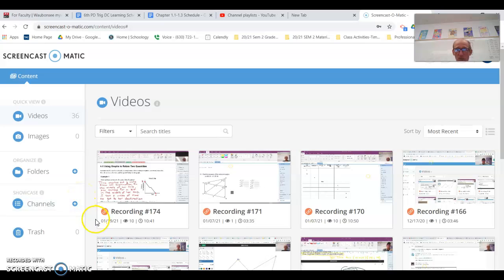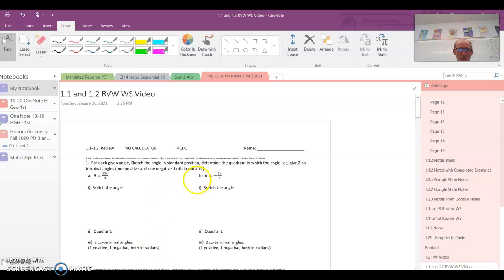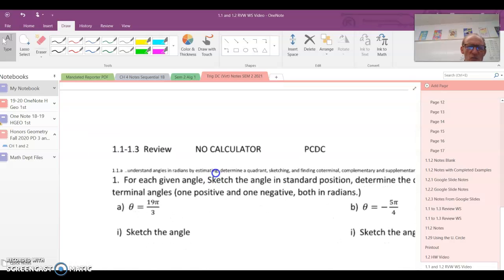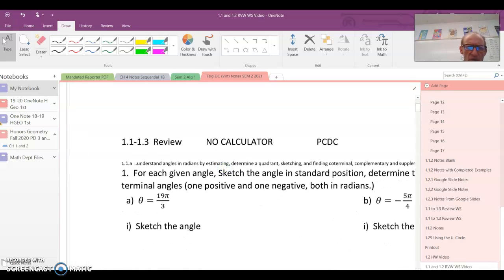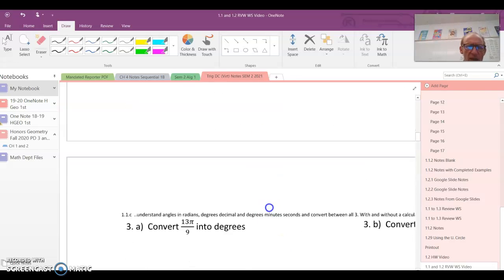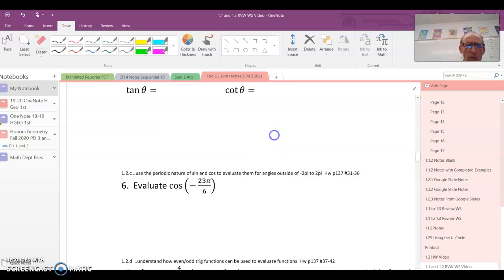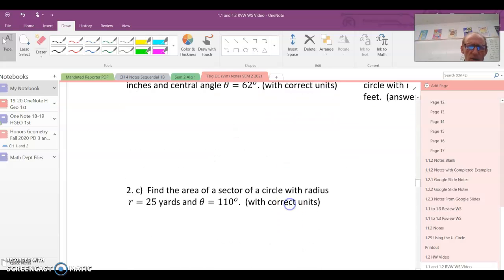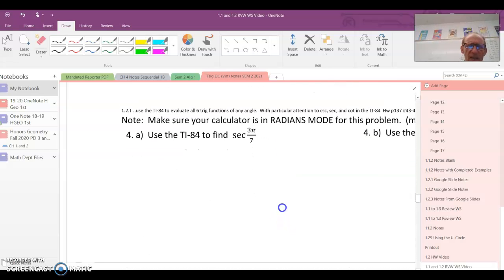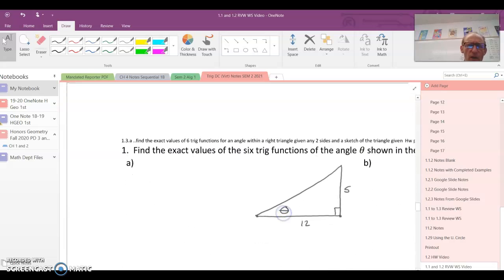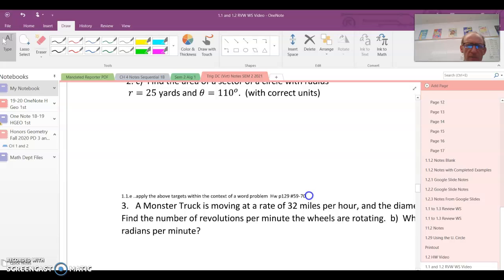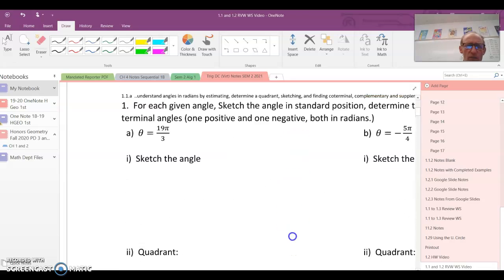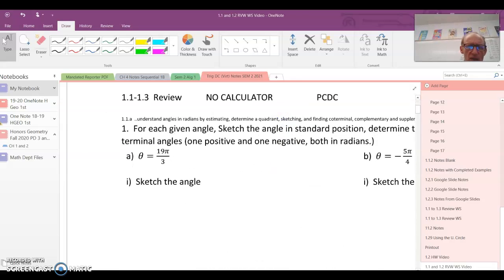Hello. The video that you're going to see is a 1.1 and 1.2 review worksheet. It says 1.1 to 1.3, but the first page and the second page are mainly 1.1 and 1.2. So it goes on a little bit more in depth to 1.2, but we are stopping at 1.3. I will do as much as I can with this video. I probably won't be doing all of the problems because the answer key is on the Schoology page.